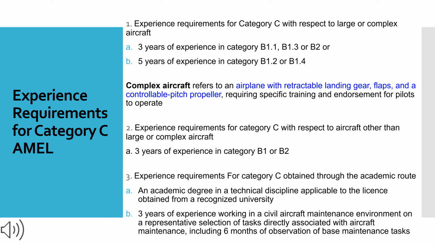The experience requirement for Category C license with respect to aircraft which are not large or complex aircraft include 3 years of experience in Category B1 or Category B2. The experience requirements for Category C obtained through the academic route include an academic degree in a technical discipline applicable to the license obtained from a recognized university, and 3 years of experience working in a civil aircraft maintenance environment on a representative selection of tasks directly associated with aircraft maintenance, including 6 months of observations of base maintenance tasks.